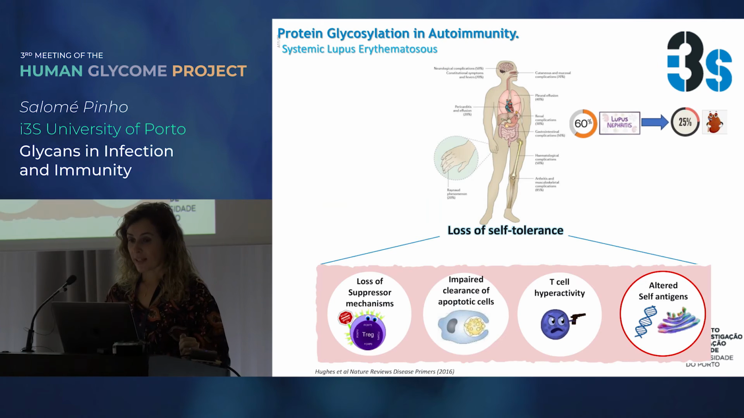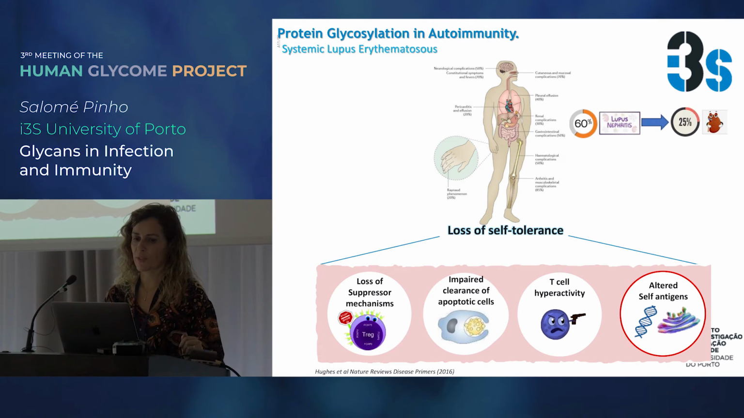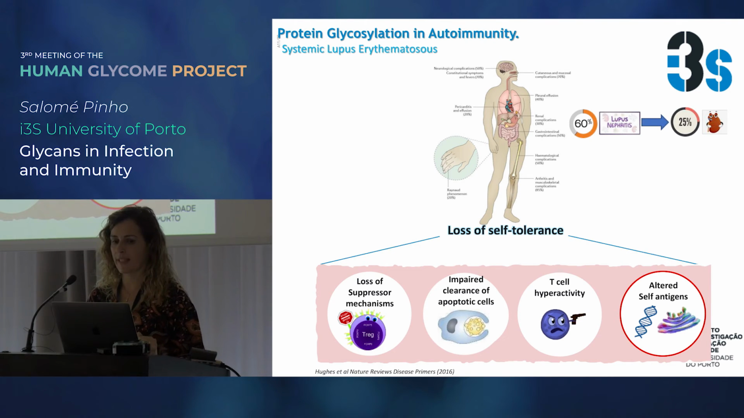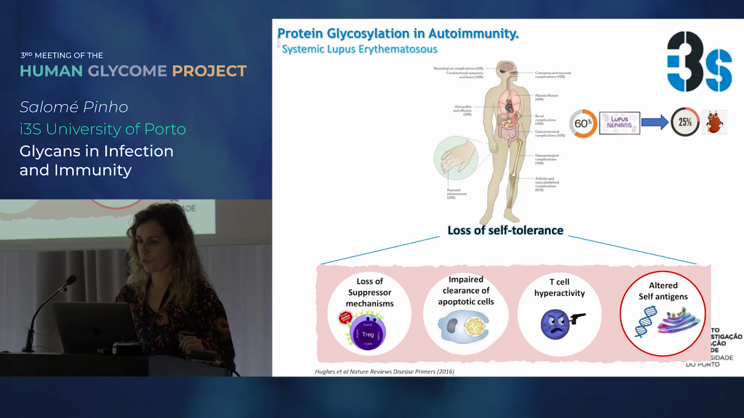So in the context of autoimmunity, we are studying different disease models. One of them is lupus. Systemic lupus erythematosus is a classical autoimmune disease. It is built on the concept of the loss of self-tolerance, which is actually a biological event that underlies most of the autoimmune diseases. Essentially, the breach of tolerance is due to the loss of suppressor mechanisms, impaired clearance of apoptotic cells, an increase in T-cell reactivity, and altered self antigens. I would like to catch your attention to the concept of altered self antigens, because it is in these mechanisms that I would like to add glycans.